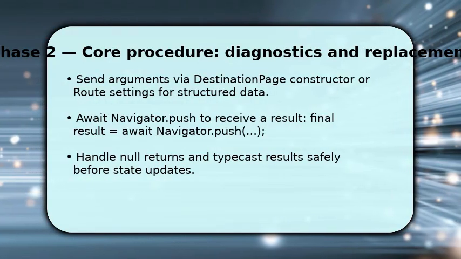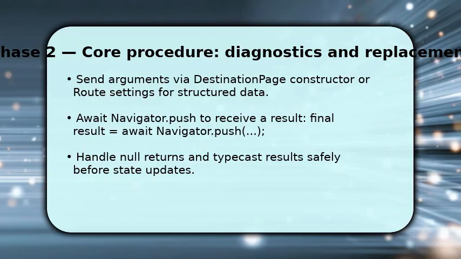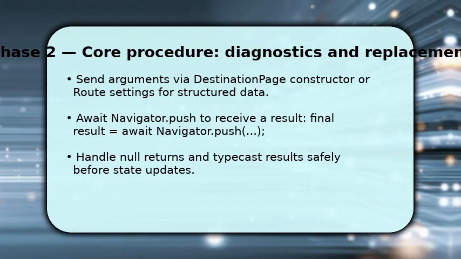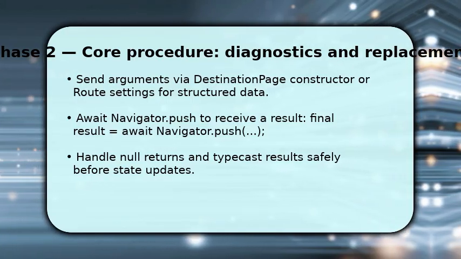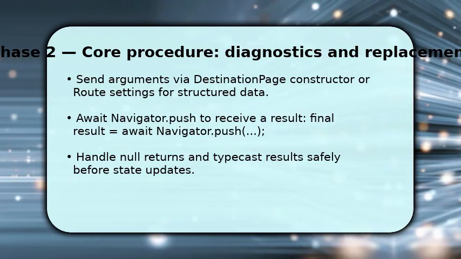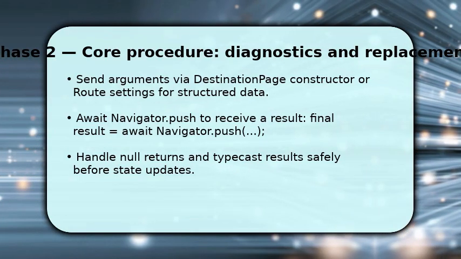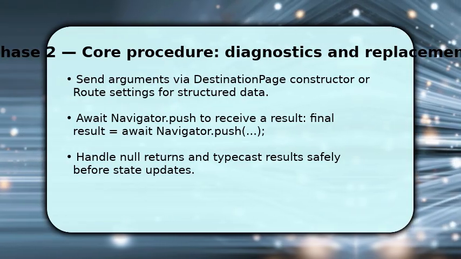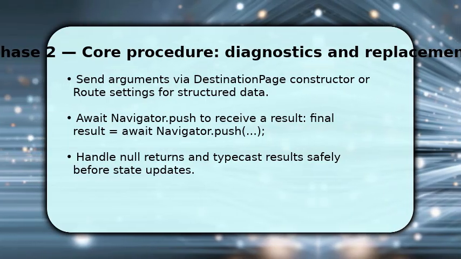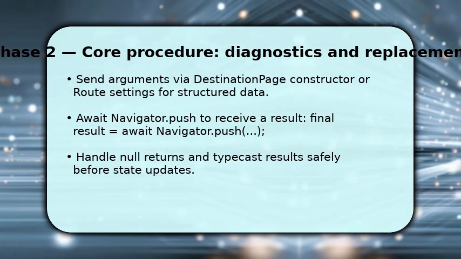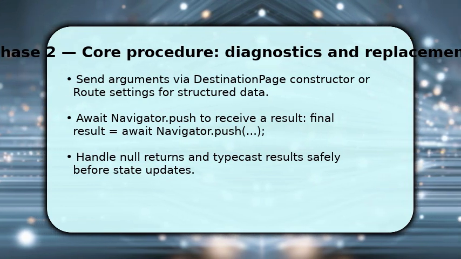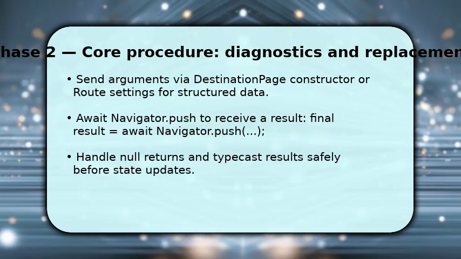Once the push is in place, you often need to pass data or receive a result. Instantiate the destination widget with constructor parameters or set route settings arguments. Then await the push call to capture returned values when the pushed route pops. Use conditional checks because users may pop without sending data, returning null. When updating state with the result, wrap changes in setState or equivalent and validate types to avoid runtime errors. This keeps your UI consistent and avoids crashes during back navigation.